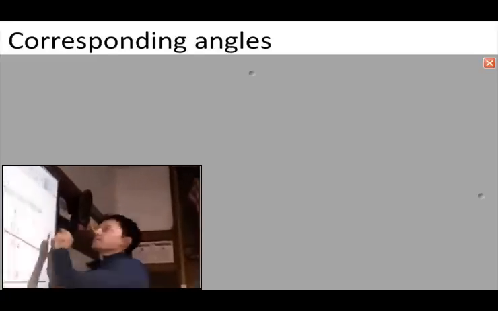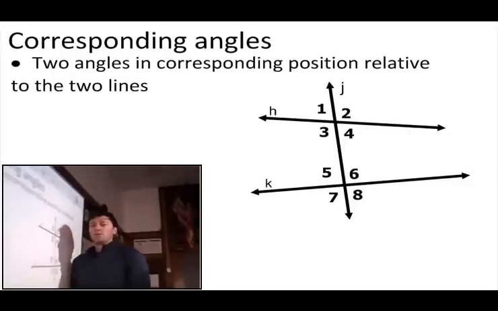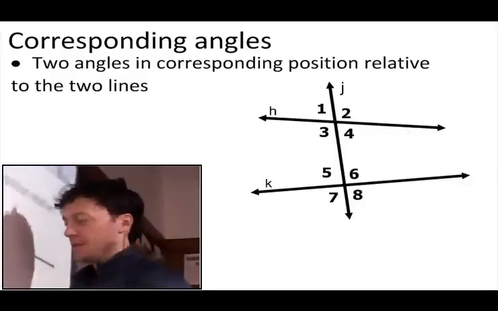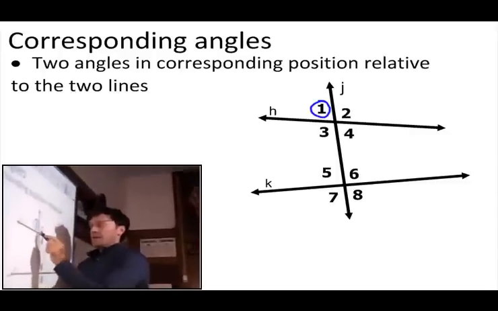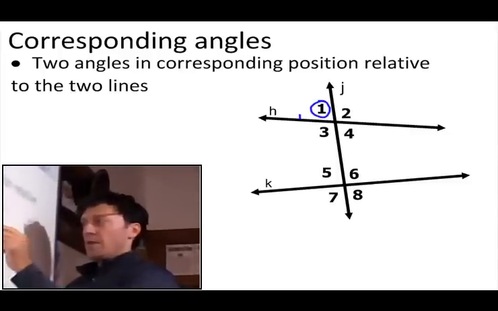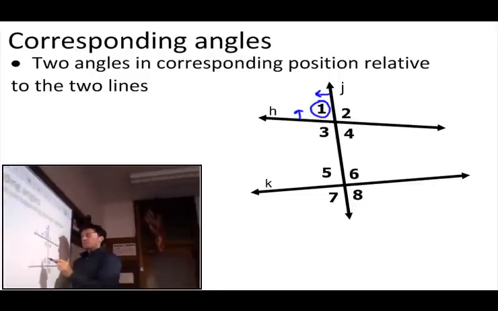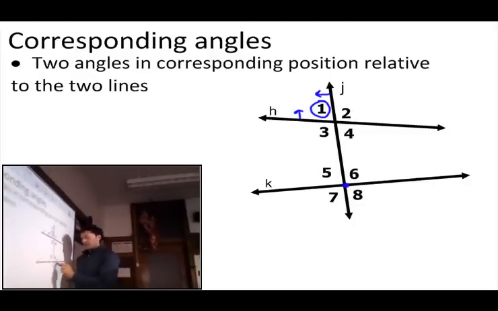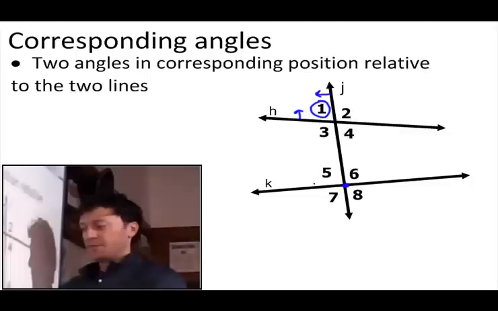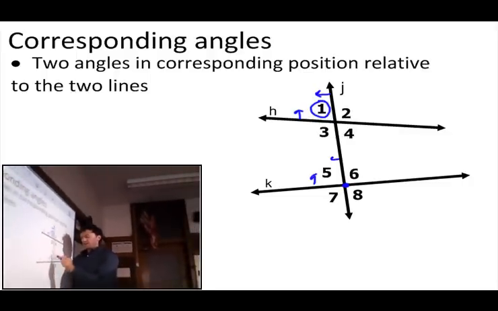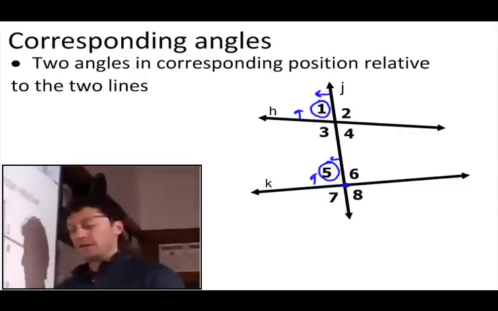Corresponding angles are two angles in corresponding positions relative to the two lines. Okay, so let's just start with one of the angles. Let's start with 1. To get to 1, I went above the line that was being cut, and I went to the left of the transversal. Okay, so let's go down here. I'm going down to this intersection. I'm going to go above the line that was being cut, and I'm going to go to the left of the transversal. Above the line being cut, to the left of the transversal, 5. So 1 and 5 are corresponding angles.